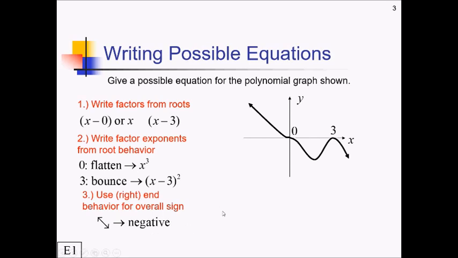So putting it all together, we have y equals a negative, and then we write our factors. I always put x before any of the other factors. So we're going to have an x cubed because it was a triple root, and then this x minus 3 quantity squared. And this is a possible function for what you see in the picture there.